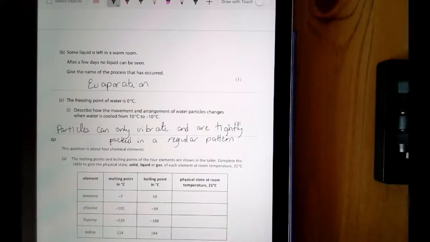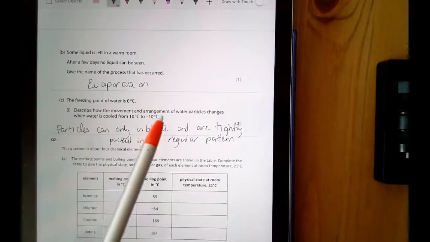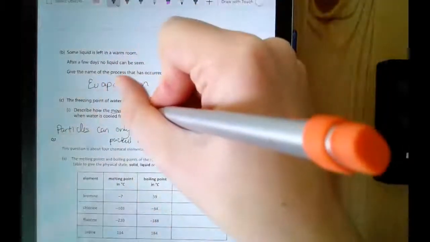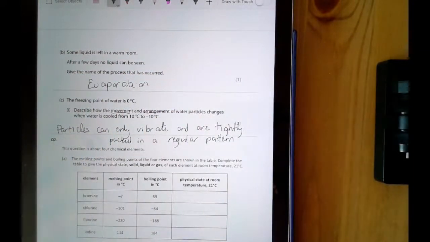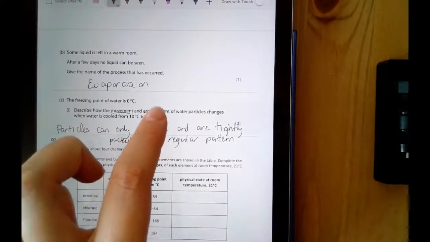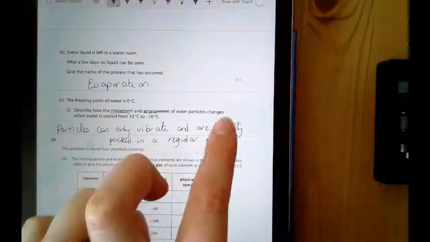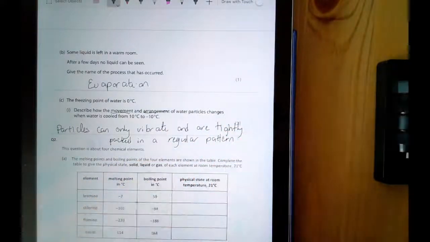The freezing point of water is 0. If you cool water from 10 to -10, they want you to describe what happens to the movement and the arrangement of the particles. If you're going from 10 to -10, you're going to freeze water. So how does that affect the movement? Well, as a solid, the particles can only vibrate. And how does that affect the arrangement? As a solid, the particles are tightly packed in a regular pattern. This is only for 2 marks, so you don't need to expand any further than that.